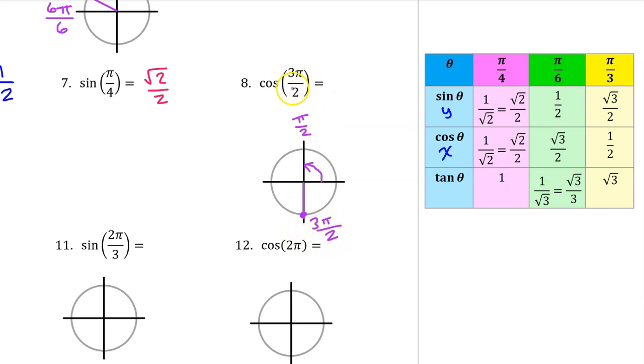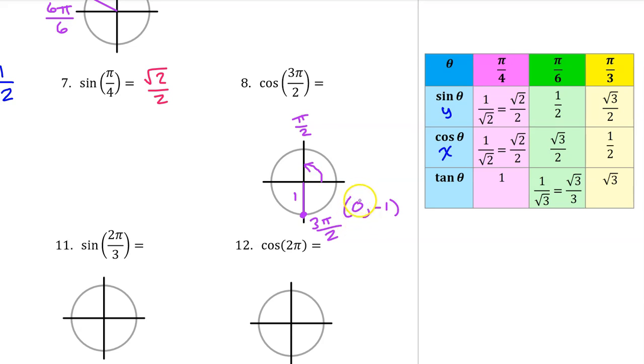We can evaluate problems like this using coordinates. Remember, I have drawn the unit circle. That means that the radius is 1. So what are the coordinates of this point? The x-coordinate is 0 because it's right on the y-axis. The y-coordinate is -1 because it is down by the radius of 1. So this is the point 0, -1.